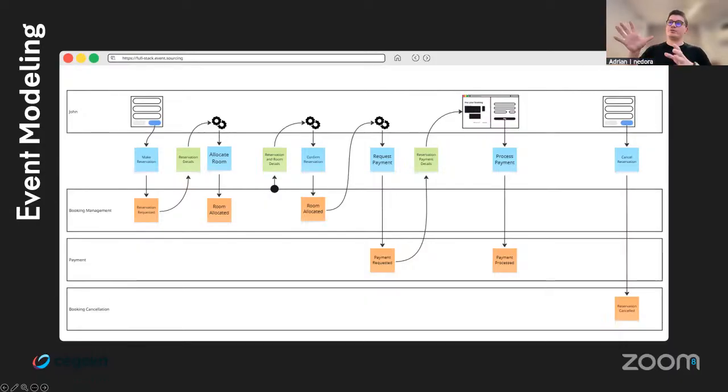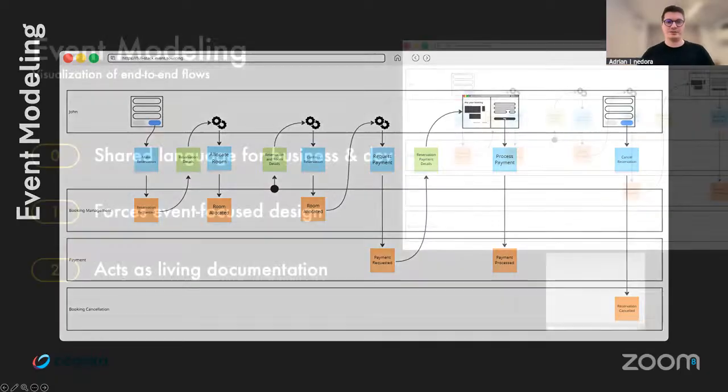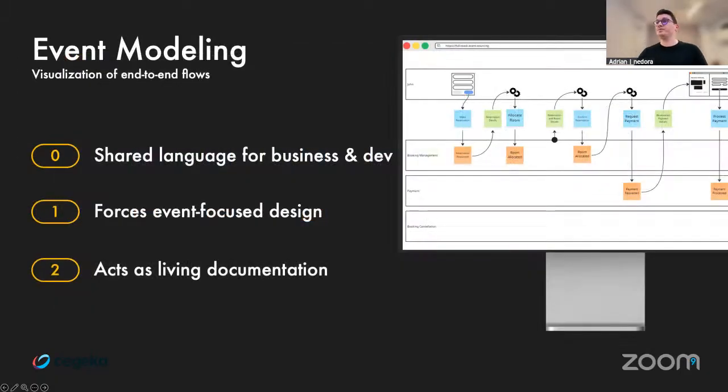Think of this diagram as the blueprint. In a moment, we'll translate the events into code, and maybe that will become clearer. But what I forgot to mention is that event modeling takes time and effort to build, and maybe a bit of a mindset shift at some point. People are going to ask, why should we put this effort into event modeling? First, it gives you a visualization of end-to-end flows.